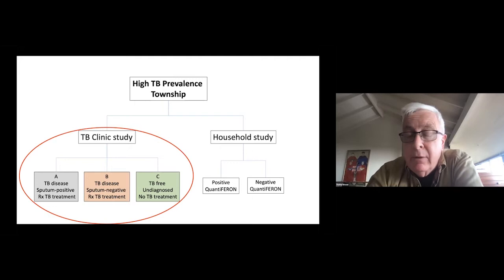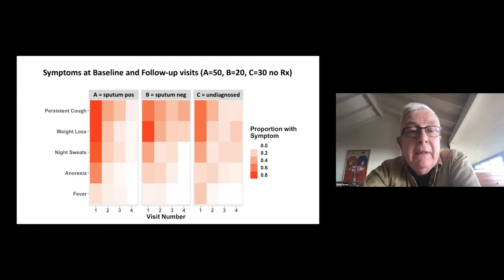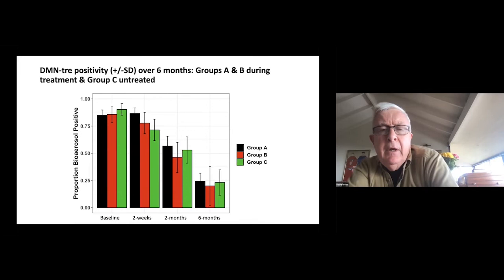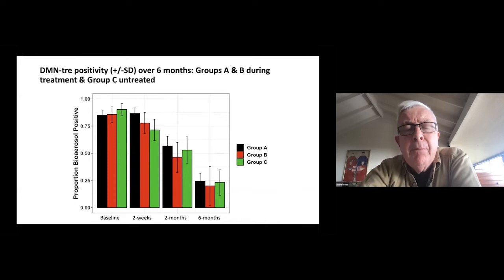And the third one is a group of people they don't think have got TB, who are undiagnosed, untreated, and discharged from the clinic. This is looking at those three groups, and you can see this is looking at symptoms, that all three groups were symptomatic. More symptoms were present in the sputum positive than the other two groups. But you can see that during the four visits, which spanned 6 months, symptoms resolved totally in each of the groups. Now, if we look at the prevalence of organisms in their aerosols, you see again, surprisingly, that at baseline, it's around about 90% for all of them.